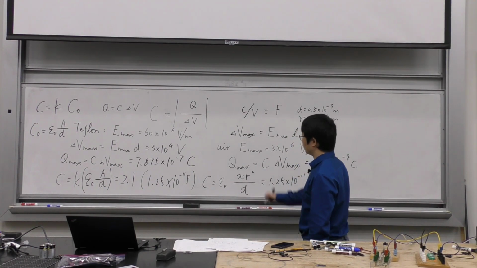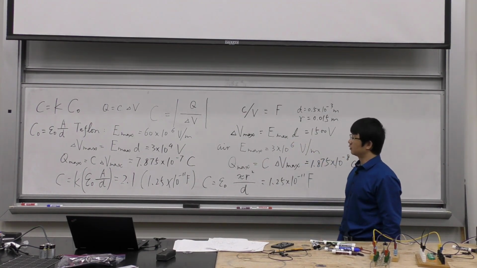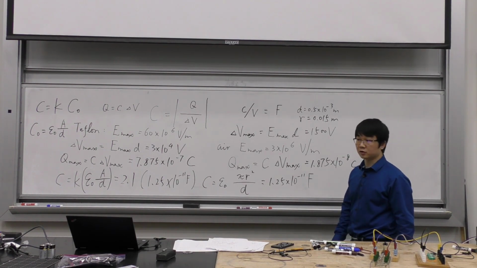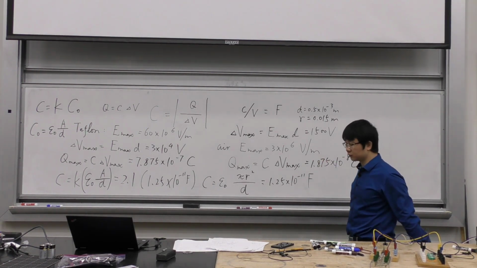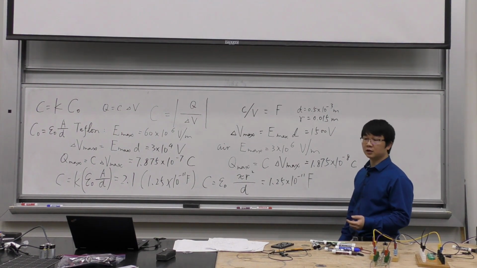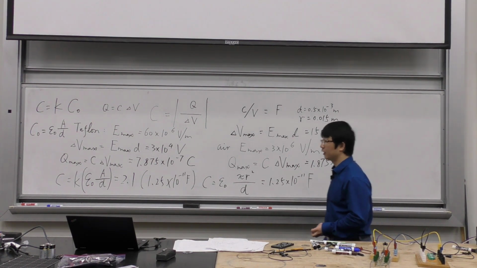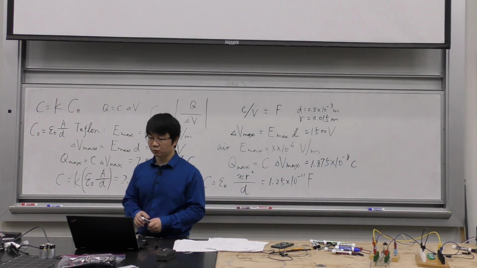All right, you compare them, you see that this is about 60 times larger, right? So by putting Teflon between these two plates, you increase the maximum voltage it can be connected to. You also increase the maximum charge it can store by a factor of about 60. Okay, so that's the point. That's the point. Okay.